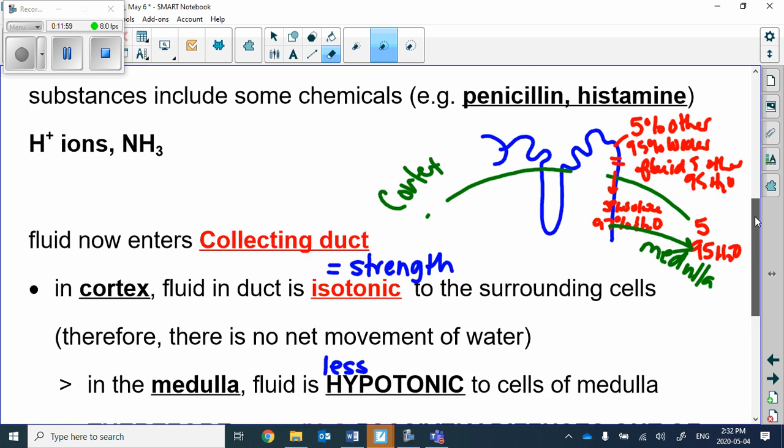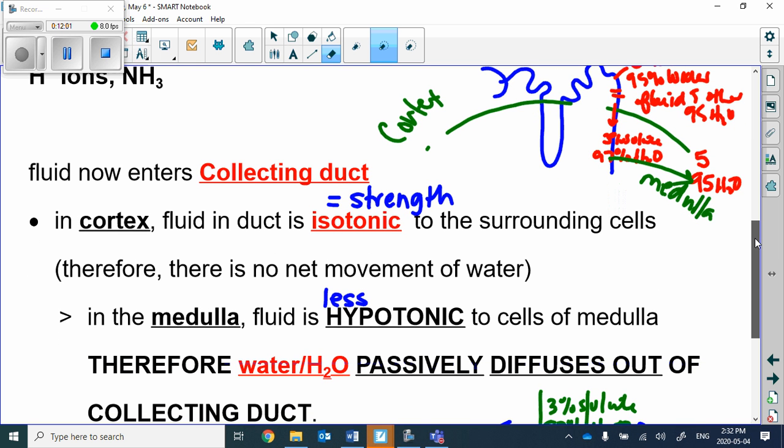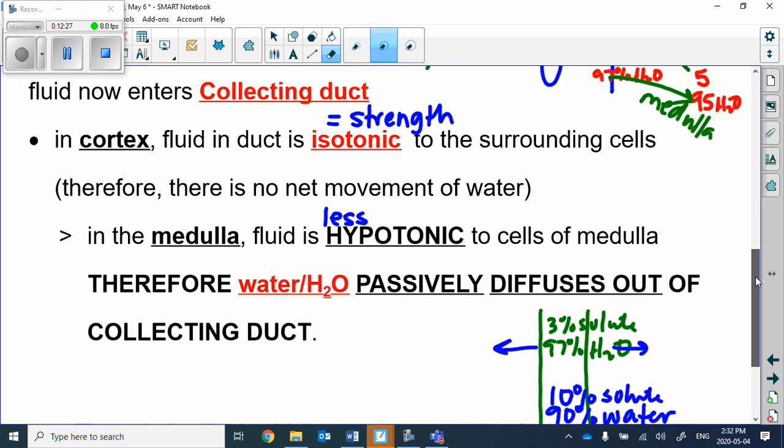The collecting duct in the cortex, the fluid in the collecting duct is isotonic, or equal strength to the surrounding cells. So again, if we're looking at our collecting duct here, up here it's going to be equal strength, but as it gets into the medulla, the fluid is hypotonic, or less strong to the cells of the medulla. So therefore, water can passively diffuse out of the collecting duct again. So if you're dehydrated, we're going to reabsorb even more water from what would become our urine.